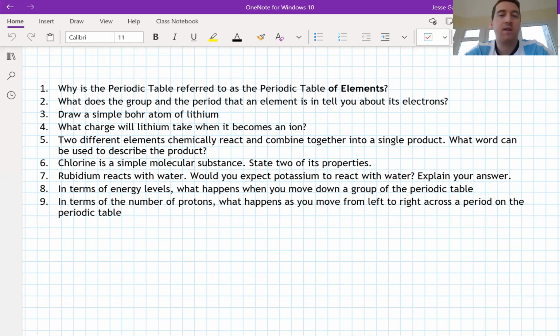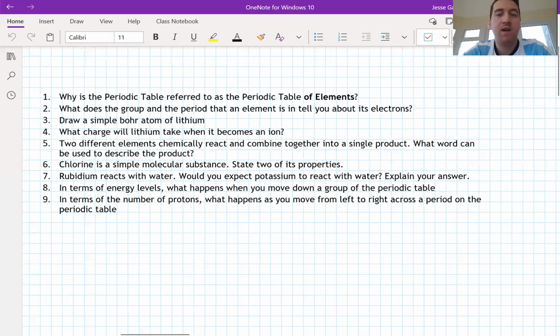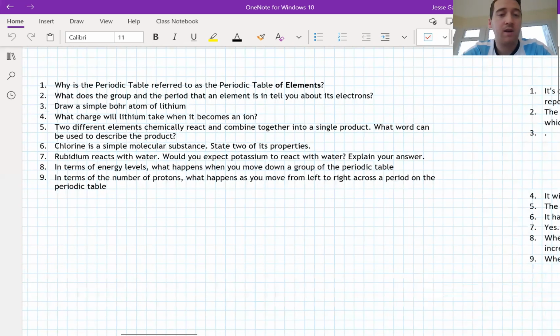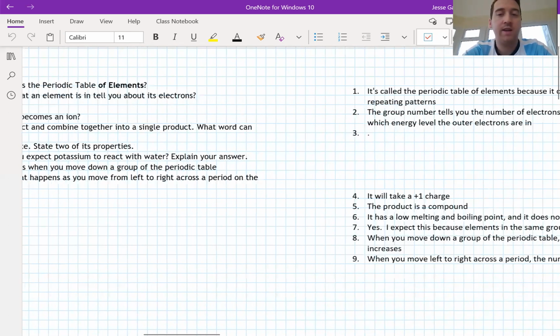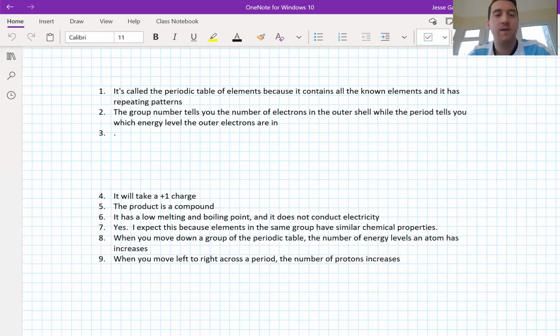So, why is the periodic table referred to as the periodic table of elements? I'm actually just going to put the answers up here, guys, because I'd have to stop to draw some of them. So here is question 1. Have a read of it yourself. Check your answer now and see if it says something very similar, along the same lines or meaning the same thing. If not, then by all means pause the video and correct it.